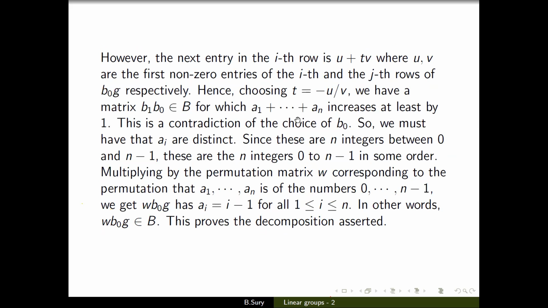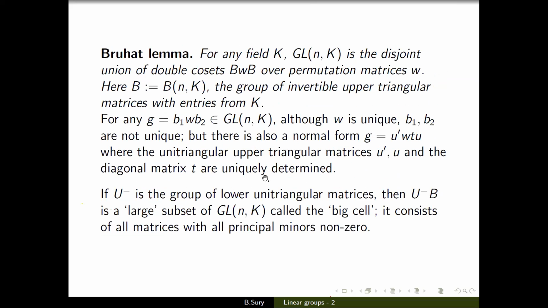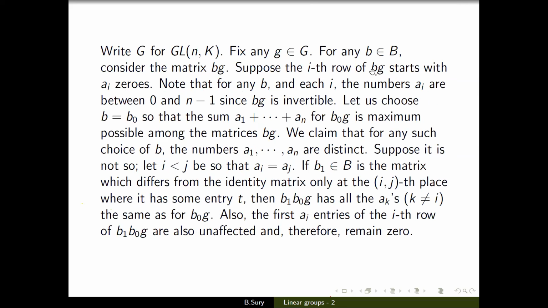Sir, here, did you assume that if the ith row has k zeros, after k all are non-zero? When I say the ith row of BG starts with ai zeros, I mean exactly ai zeros. So definitely after the ai zeros, there is a non-zero entry. That's what is meant here. After that, zeros are definitely possible. We're only talking about the beginning: ai zeros, and the next entry is non-zero. After that, you don't care.